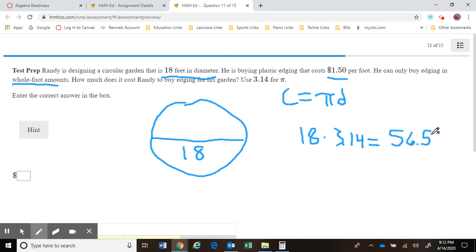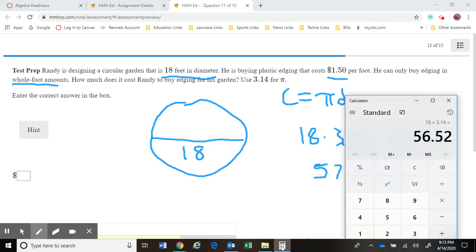56.52, but it already told me I can't buy part of an edging. I have to buy in whole foot amounts. So I can't buy 56 because I won't have enough. So I actually have to buy 57 of them. Buy 57 feet. And they're $1.50 a piece. So I have to do 57 times $1.50. So I need to find out what that is. And that's going to give me my answer. 57 times $1.50. And of course, you need to make that money. So it's not 85.5, it's $85.50.